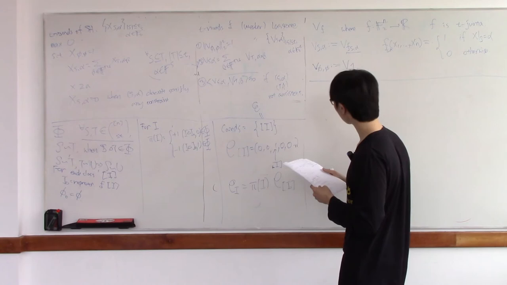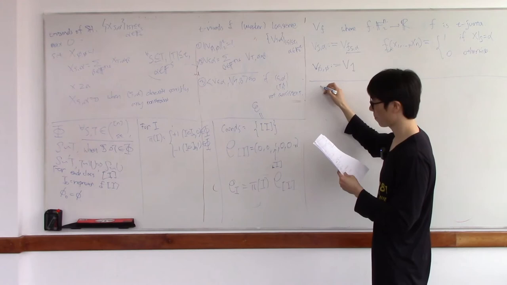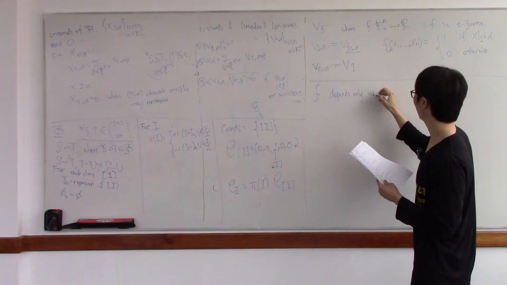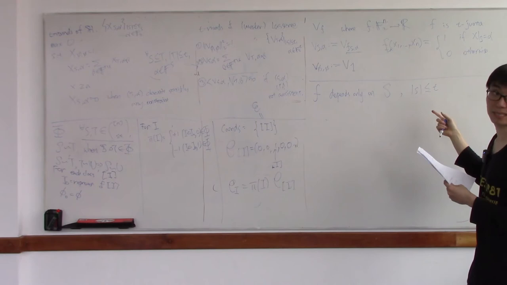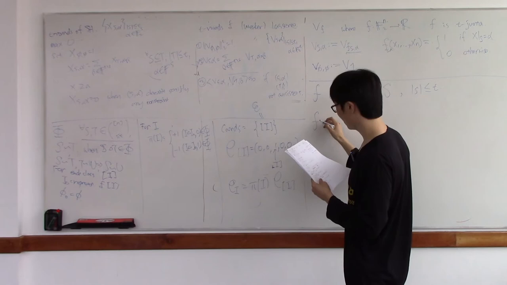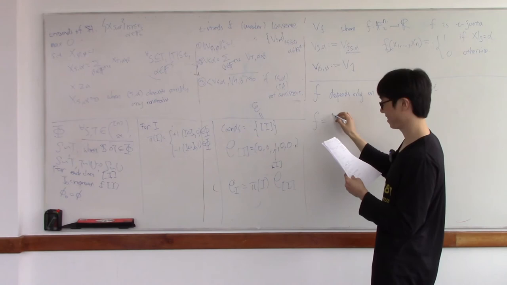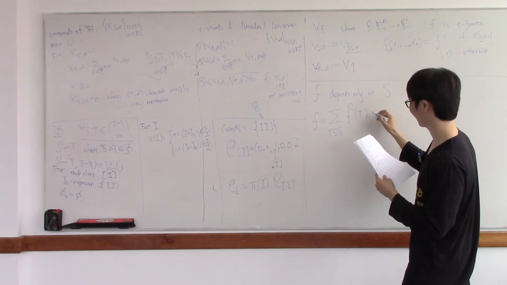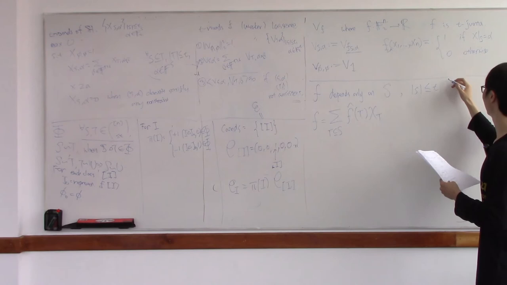So the first one, I haven't told you how to construct the vectors. Given f, which is a t-junta, let me say that f depends on some subset S, where the size of S is at most t. Then we are going to do the Fourier transform to write that. Yeah, John and Yu's favorite thing. So you can write this, and I'm going to explain what I mean.